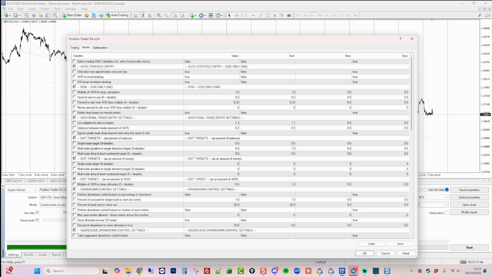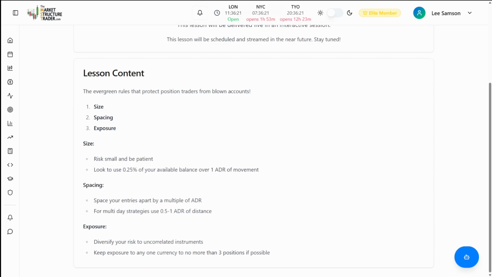Rule number 3 is exposure. And this is where most position traders slip up, even when they nail the size and the spacing rules. Here's the rule. Diversify your risk to uncorrelated instruments and keep exposure to any one currency to no more than 2 to 3 positions if possible. This means you don't just load up on 5 US dollar pairs because you think the dollar is going down, or because you get a signal on 5 US dollar pairs at the same time with whatever strategy that you're going to run. You spread across different currencies and uncorrelated instruments and markets.